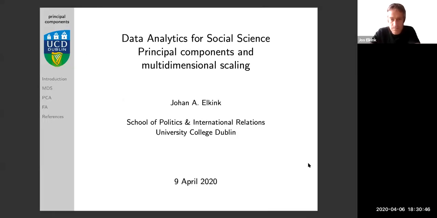So there's different reasons why we might do this, and today we're going to talk about these dimension reduction techniques. So we are going to look at 3 methods actually, despite what the slide here suggests. Principal components is the main one. We're going to look at multidimensional scaling, and we're going to look at factor analysis.